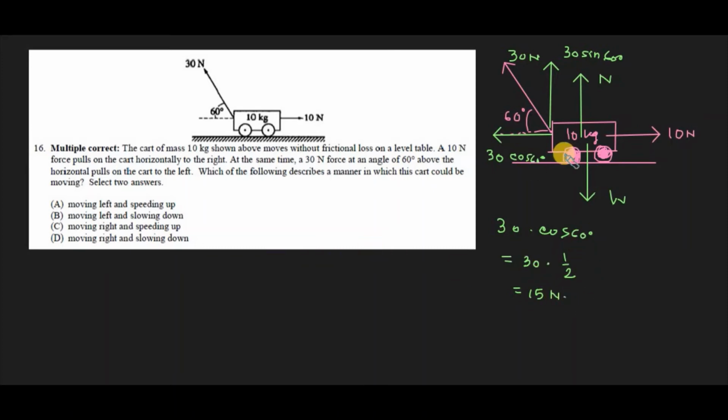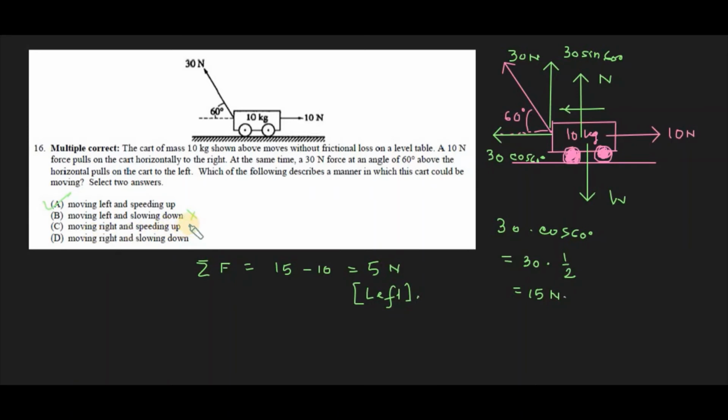That means there will be a net force exerted on the system, the summation of F, which is 15 Newton force to the left-hand side and 10 Newton force to the right-hand side, that means 5 Newton force exerted to the left. So let's analyze the options: it will be moving left and speeding up. Yes, that could be the answer, because if there is a 5 Newton resultant force exerted on the system to the left, it can be moving to the left with acceleration.